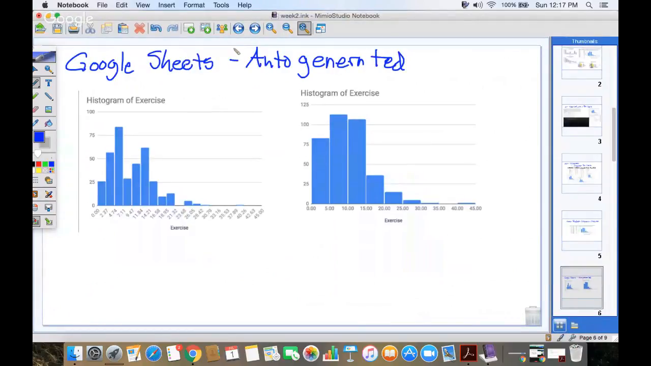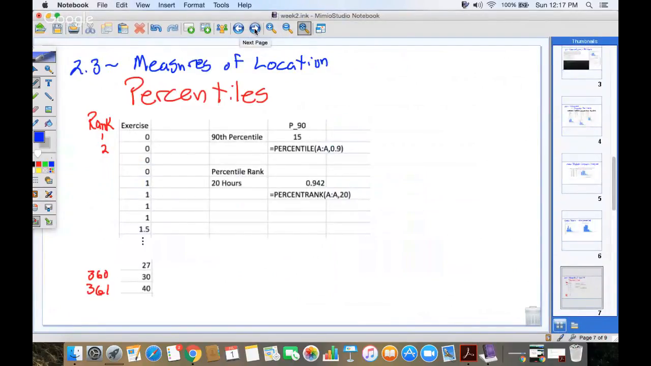All right, moving on. Another idea you're going to look at is, given a data set, the rank. You'll see this anytime you take a standardized test and a variety of other things. I took my exercise data and told Google Sheets to order it for me. You can do the same thing in Excel. So 0 is the smallest, 40 is the biggest number. Rank means what position in the list is a number.